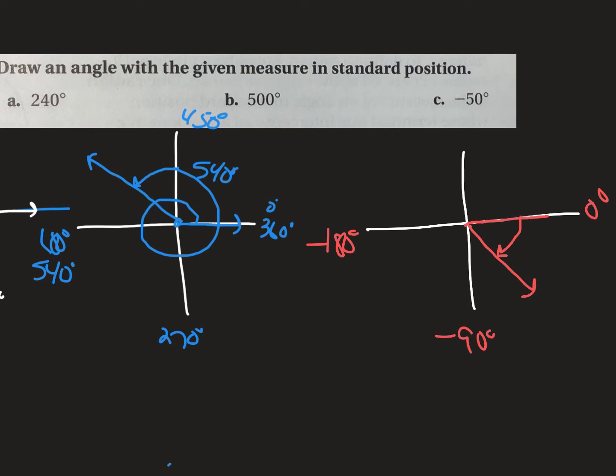Remember, it starts here on the x-axis. That represents not negative 90, that represents negative 50 degrees, because it's most of the way to negative 90. So if you're going to negative degrees, you're going to go this direction. If you're going positive degrees, you're going that direction.